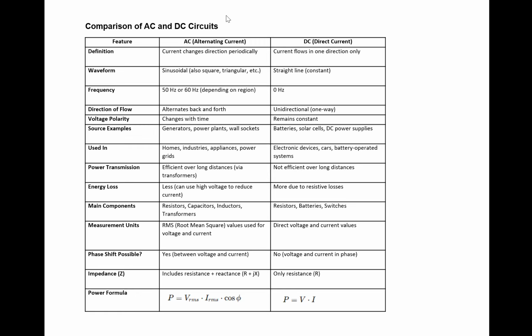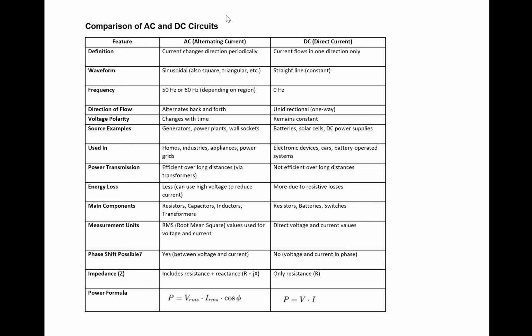Fourth one, direction of current flow. In an AC circuit, the current alternates between positive and negative directions, flowing back and forth. In a DC circuit, the current flows continuously in only one direction, from the positive terminal to the negative terminal through the external circuit. Fifth one, voltage polarity. The polarity of AC voltage changes periodically with time, alternating between positive and negative values. The polarity of DC voltage remains fixed, with one terminal always positive and the other always negative.